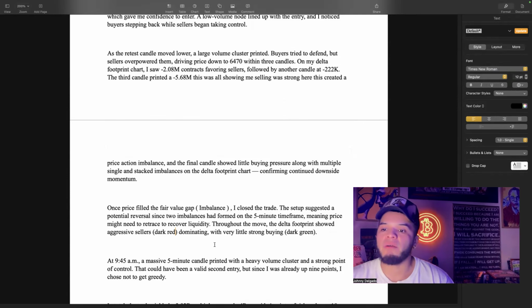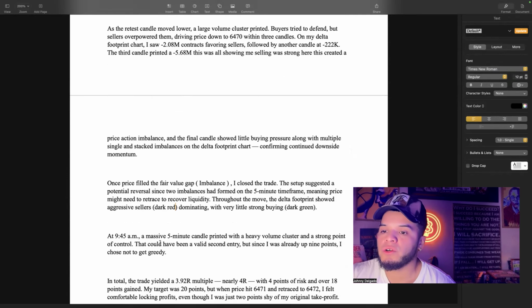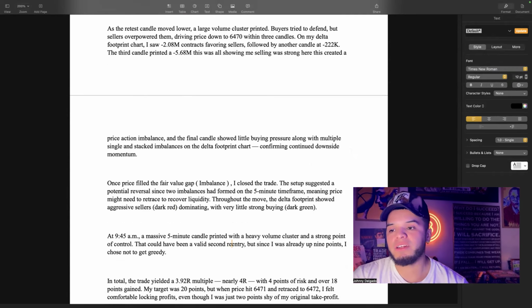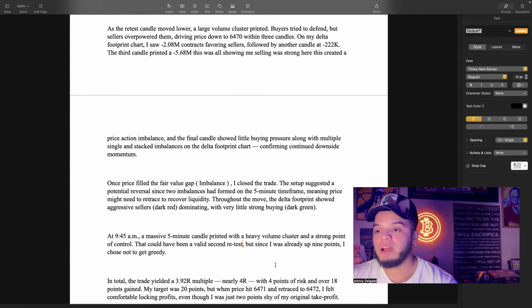At 9:45, a massive 5-minute candle printed with a heavy volume cluster at a strong point of control. That gave me the valid secondary re-entry, because I did get in on the retest. But since I was already up, I chose not to be greedy.